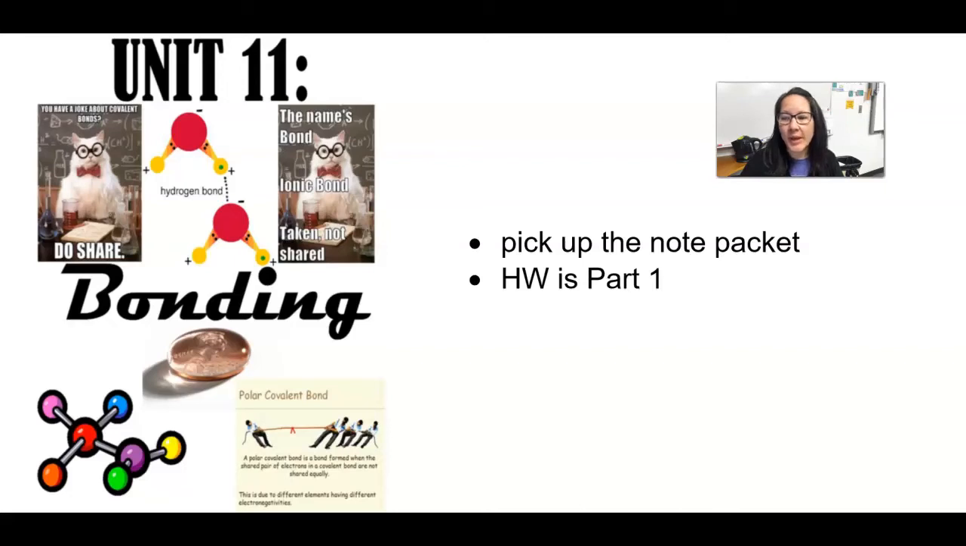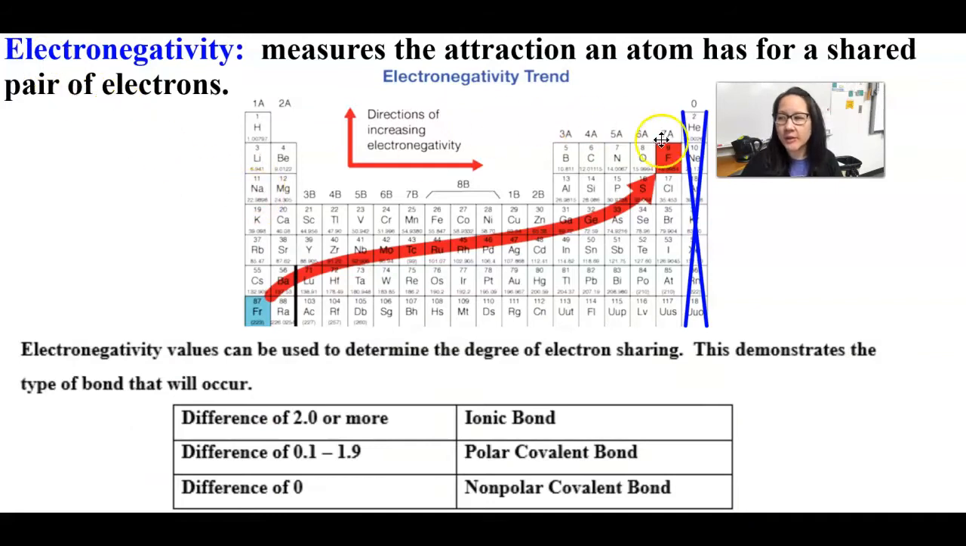Unit 11 is about bonding. So we will start with how to determine the type of bond you have. Electronegativity is a measure of the attraction an atom has for a shared pair of electrons. The fluorine atom has the highest electronegativity of every element on the periodic table, so it has the strongest ability to pull electrons to itself.